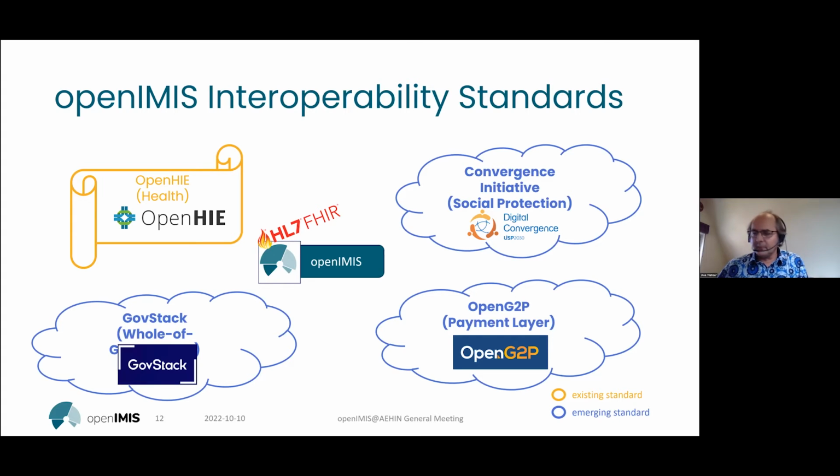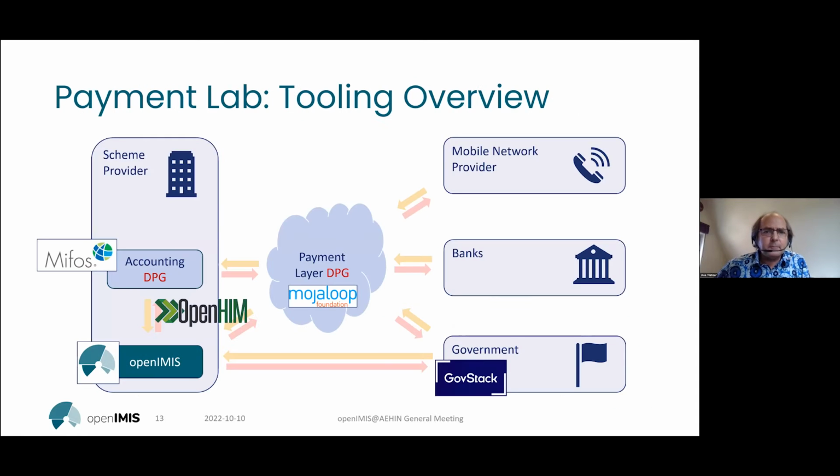So that's an option that we are looking at and working on. If you go to the next slide, I think there should come an example of how we have set up interoperability with the payment layer. So you will see openIMIS in the bottom left corner, and within one scheme provider, one insurance company, you could connect openIMIS to MyFOS, for example, as an accounting system. And you could also connect directly to a payment layer.